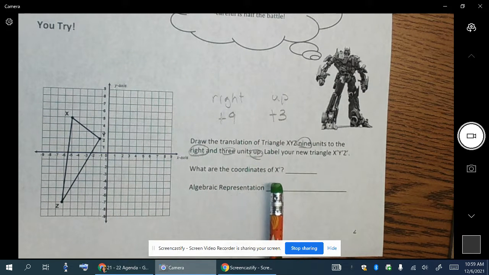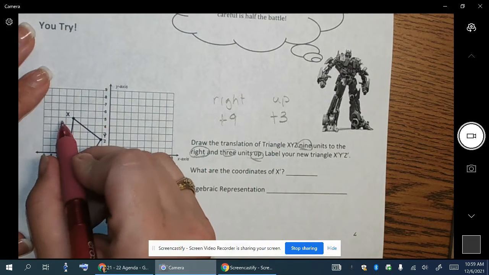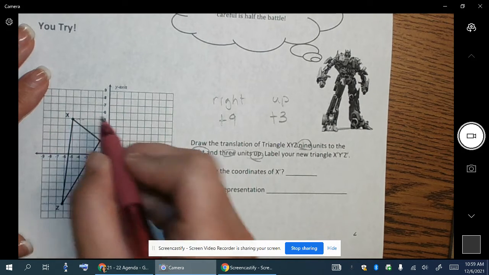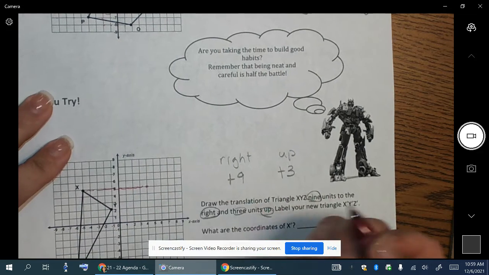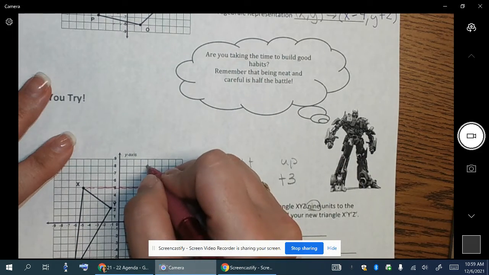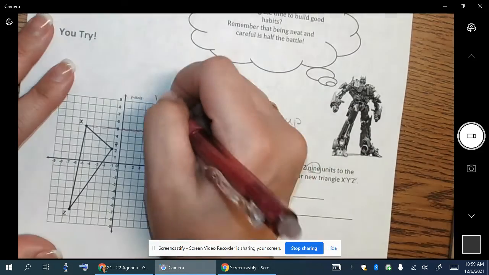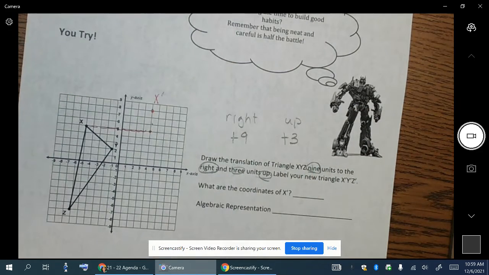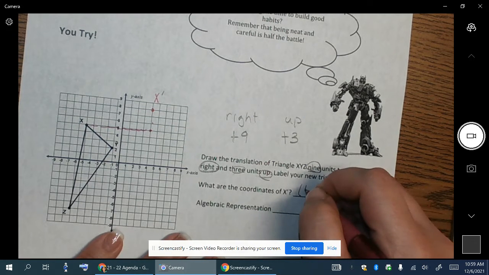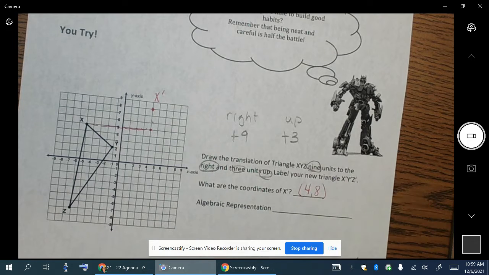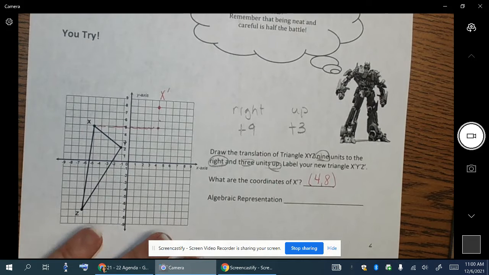Now this one wants us to find the coordinates of x prime. So I'm going to move x 9. Oops. And then up 3. That is x prime. So where does x prime fall? 4, 8. Good. Okay, so we went 9 to the right and then we went 3 up. So 4, 8 is our new x prime.